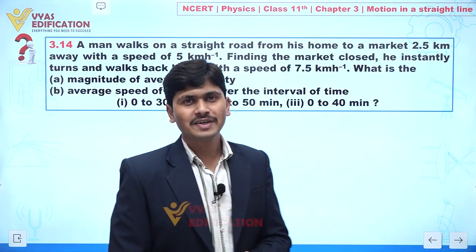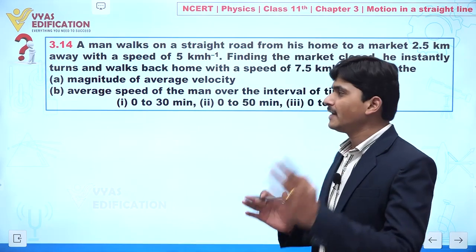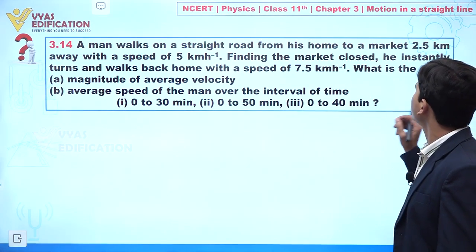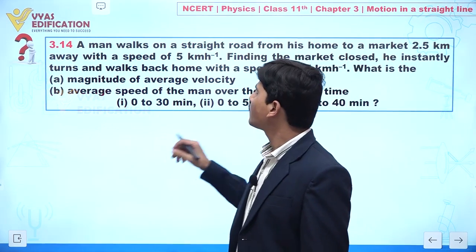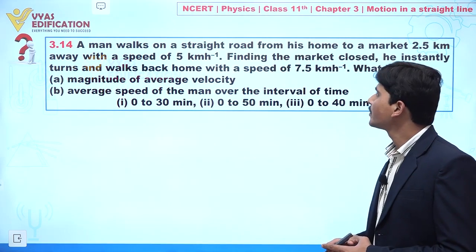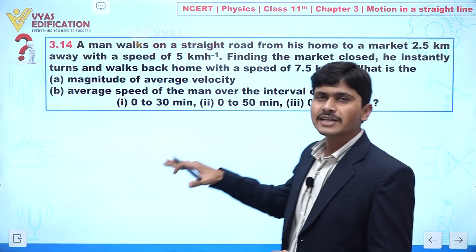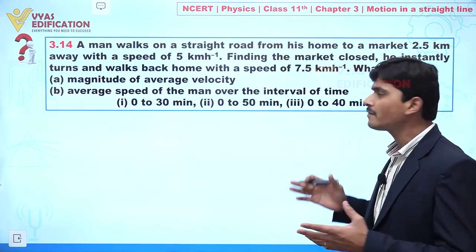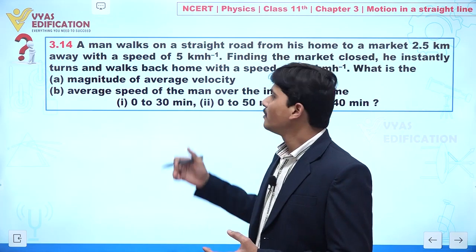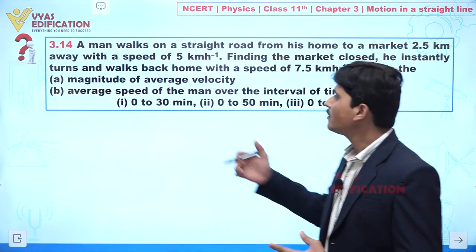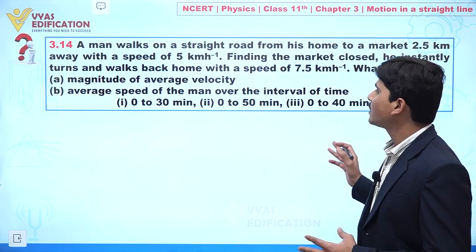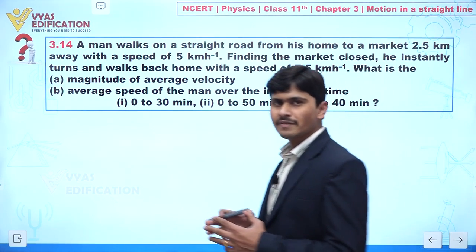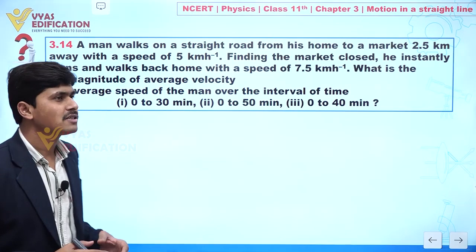Now dear student, we are going to discuss question number 3.14, and in this question it is given that a man walks on a straight road from his home to a market 2.5 km away with a speed of 5 km per hour. Finding the market closed, he instantly turns and walks back home with a speed of 7.5 km per hour. Find the magnitude of average velocity and average speed of the man over the given intervals of time: from 0 to 30 minutes, 0 to 50 minutes and 0 to 40 minutes. Clear to everyone? So now we are going to discuss each case one by one.